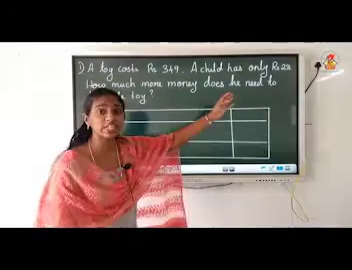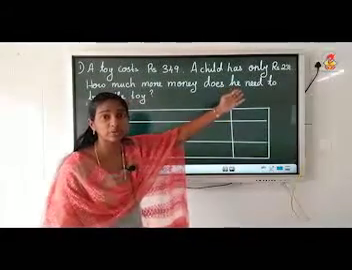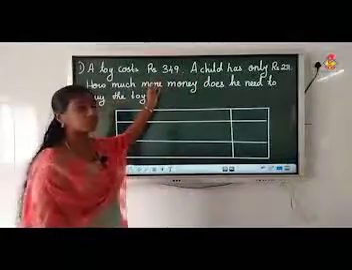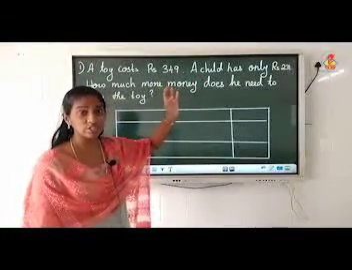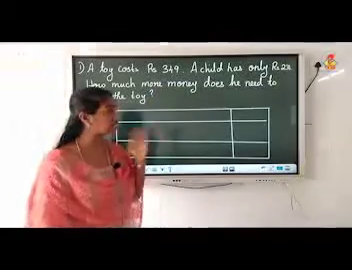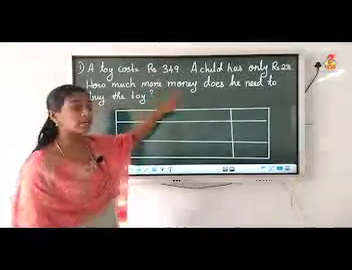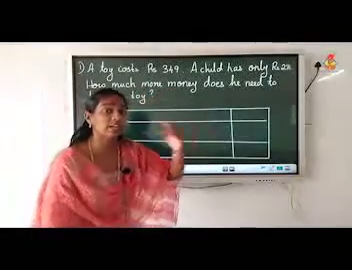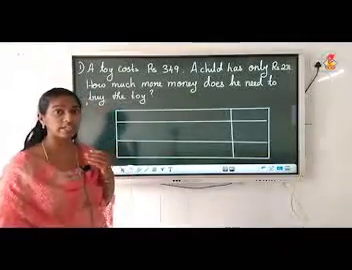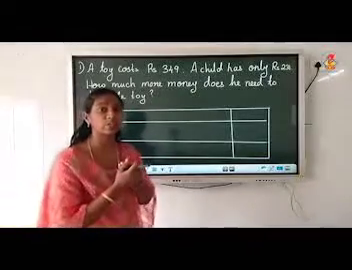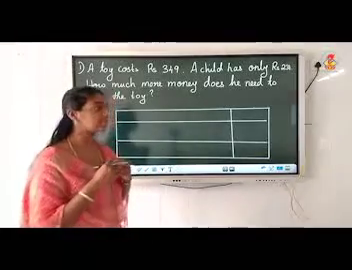Is he having enough money to buy the toy, children? No, he is having only 231 rupees, isn't it? But what is the cost of the toy? Cost of the toy is 349. So he doesn't have enough money. So that is the question. How much more money does he need to buy the toy? He has to get some more money to buy the toy.